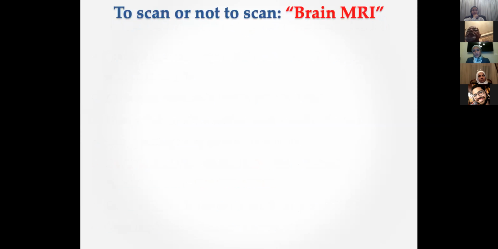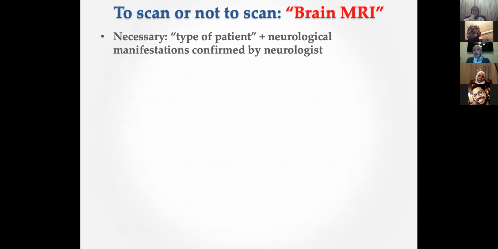So, to scan or not to scan? There are no specific guidelines to make it a universal practice in all of the countries. This title was actually the title of one paper regarding a specific healthcare system in the UK, and they decided that it's not necessary to perform a brain MRI in the initial work-up of an intermediate uveitis case unless the patient fits the criteria of being a female in the 20s and having bilateral intermediate uveitis with periphlebitis, and the patient should have neurological manifestations confirmed by an expert neurologist in MS.